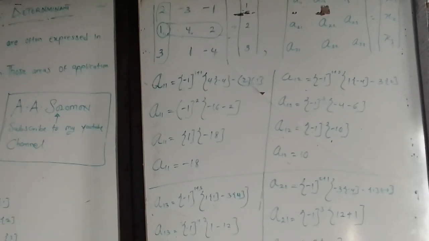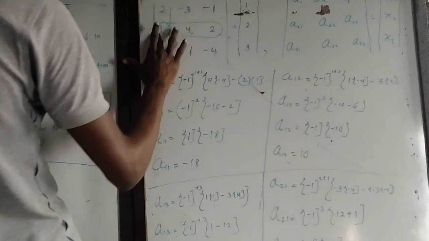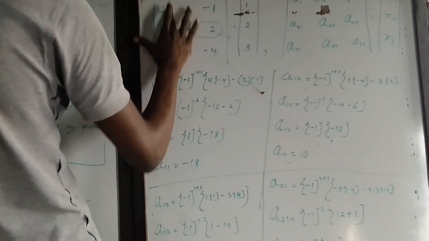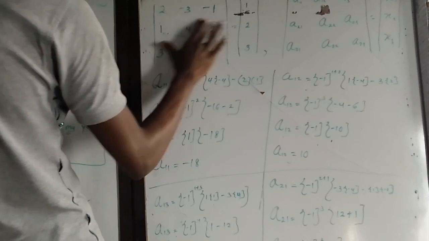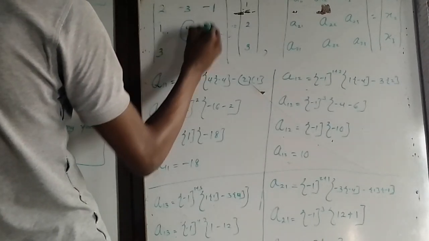So we want to solve for A22. We are going to clean this. We apply the same method too. So A22. This is A22.